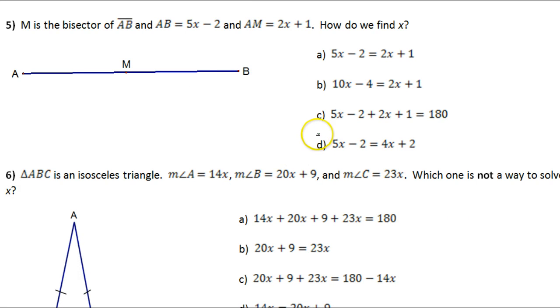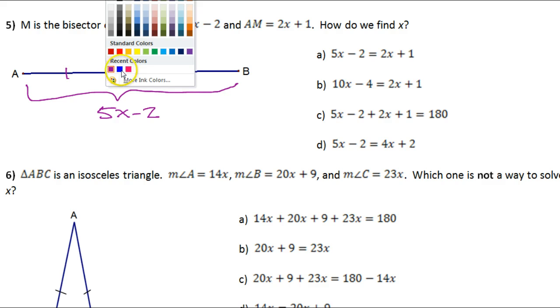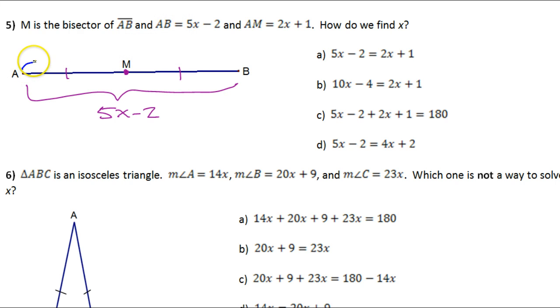Looking at number 5. M is the bisector of AB. So again, that means these will be two equal halves. AB is 5x minus 2, so that means this whole thing is 5x minus 2. AM is 2x plus 1, so this is 2x plus 1. How do we find x?